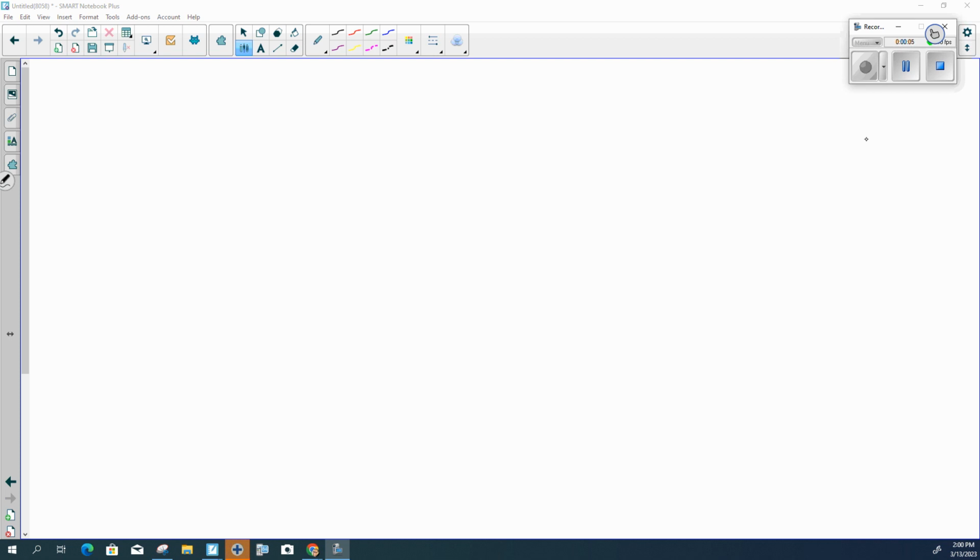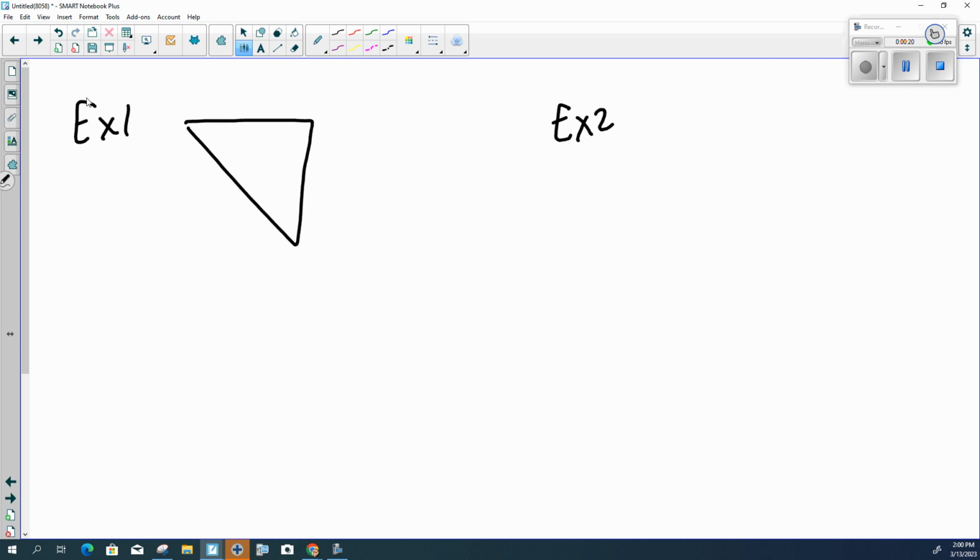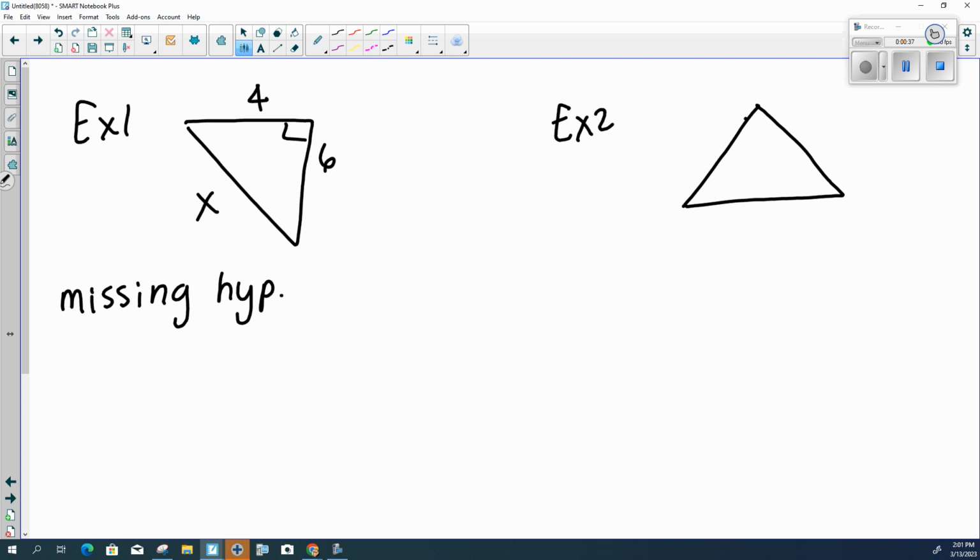So one example I'm going to give, we're going to have a missing side, a missing leg. And the other example, we're going to have the missing hypotenuse. So the hypotenuse is the most common. Missing hypotenuse. I'm going to call him hype for short. This one we're going to miss a side.